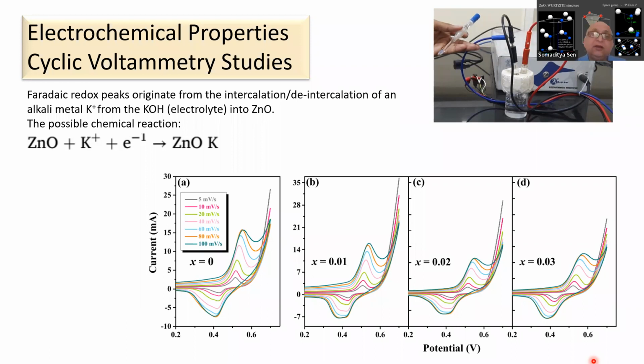So what happens? The potassium gets attached to the zinc oxide nanoparticles with the electron being added to it and subtracted from it, and we get this type of oxidation behavior.